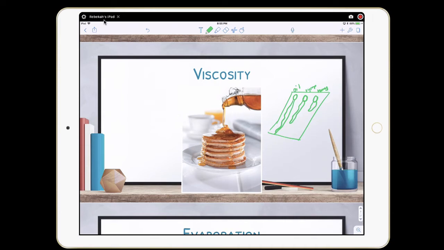So a viscous substance would be like honey. Honey is very viscous. It's kind of thick. Water is not very viscous. It flows pretty freely, right? So this has to do with the interactions between the particles.